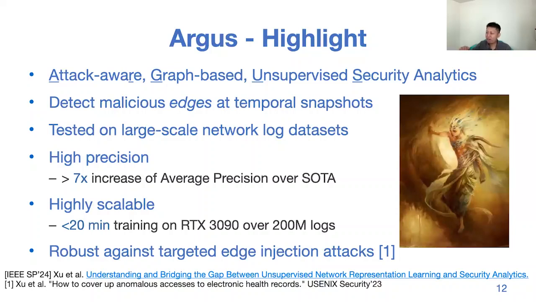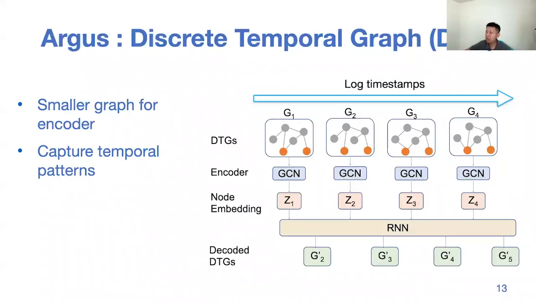The reason is the baseline average precision of the prior systems was not really high, less than 10%. So we're able to get a much higher average precision, but still we are far from the optimal results. I mean, this dataset is really challenging, I would say. And the system is highly scalable. It takes less than 20 minutes to train our models on a commercial NVIDIA GPU. And then we are able to process 200 million logs at this scale. And we also tested some attacks against our system, and it is robust from some perspectives.